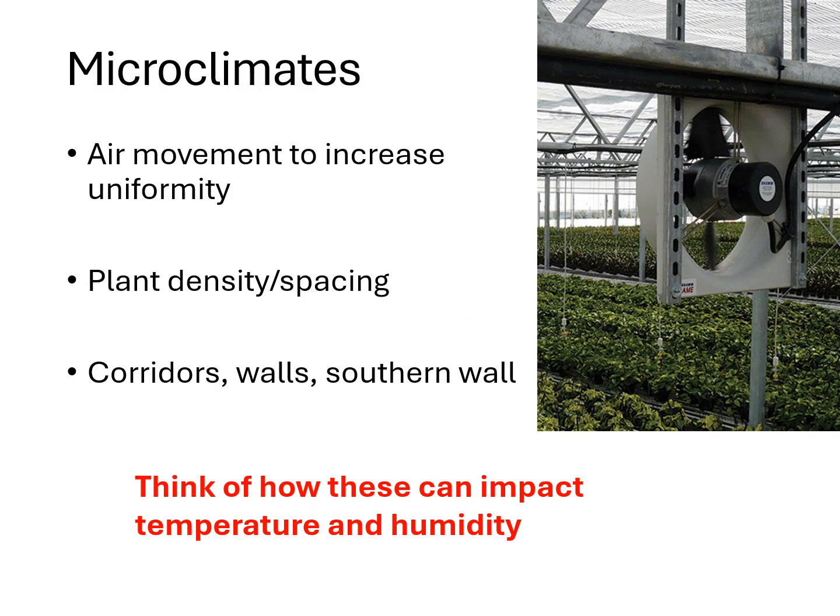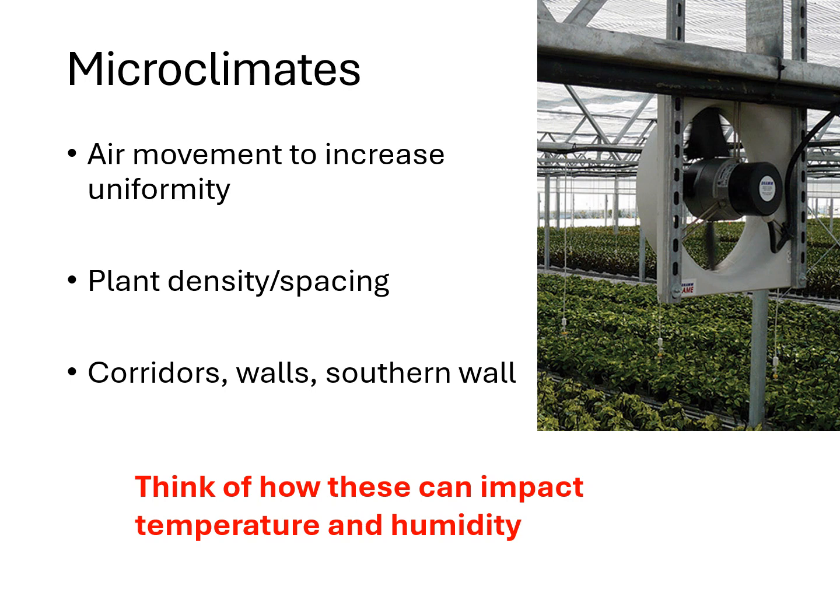I want to finish up here with talking about microclimates because that relates to what we're going to do in our labs this week. With microclimates, we have things that impact the uniformity of your climate in a greenhouse. So things like movement of air, plant density or spacing between the plants, proximity to exterior walls or walkways or corridors, whether you're on a southern wall versus a northern wall. All these things impact microclimates, and we're going to walk around and take devices and measure and look at microclimates.